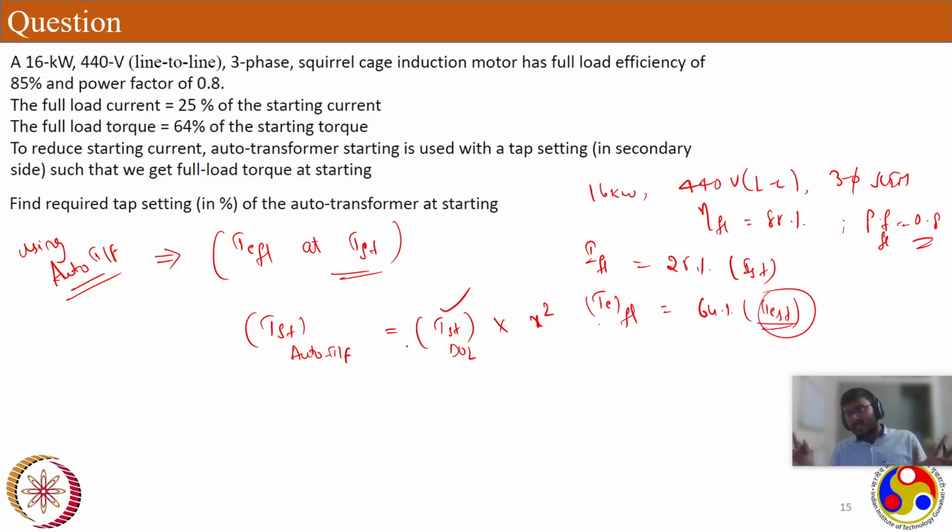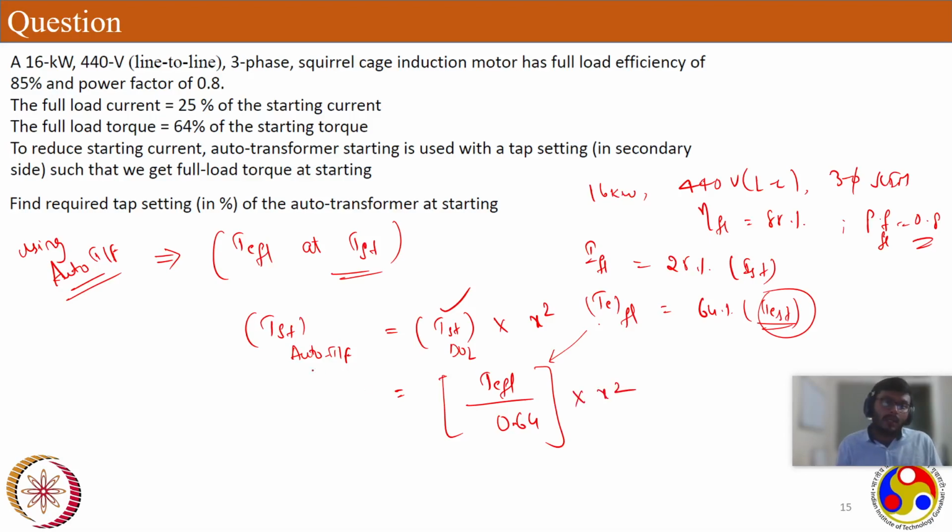That is without any starting method. That's the condition of the motor. Now we will replace this starting torque by full load torque divided by 0.64, that is what we have got from here, multiplied by x square. Now see, using this auto transformer, the starting torque is equal to the full load torque. That's the condition we have set by applying this particular setting x square. Now by using the auto transformer, my starting torque is nothing but the full load torque, right?